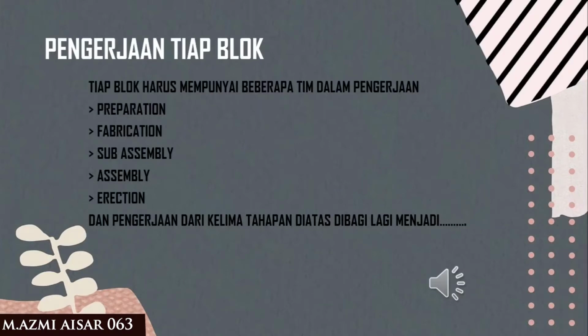Next is work on each block. Each block must have several steps in the process. First is preparation. The shipyard preparation needs to be done before the shipbuilding project starts. This includes making a work time schedule, then design drawing, lines plan, safety arrangement, general arrangement, key plan, and other detailed working drawings.